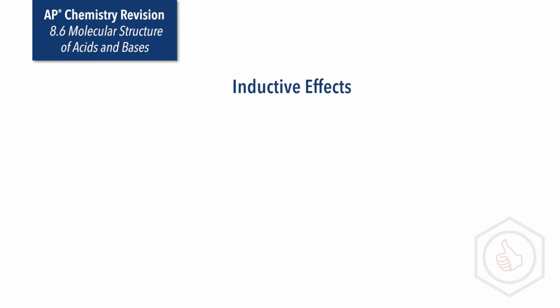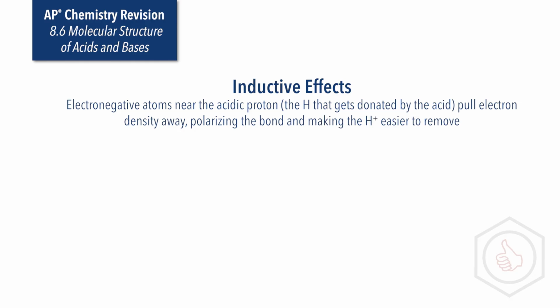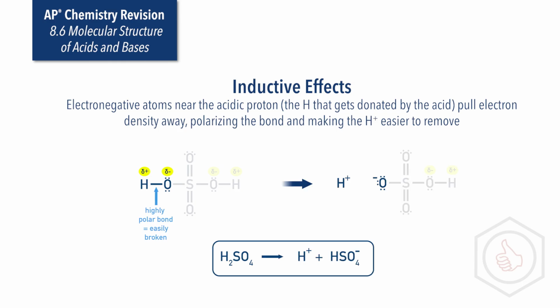Electronegative atoms near the acidic proton, the hydrogen that gets donated by the acid, pull electron density away, polarizing the bond and making the H+ ion easier to remove. For example, in H2SO4, the presence of several electronegative oxygen atoms draws electron density away from the OH bond, polarizing it and weakening it, making it easier to break.